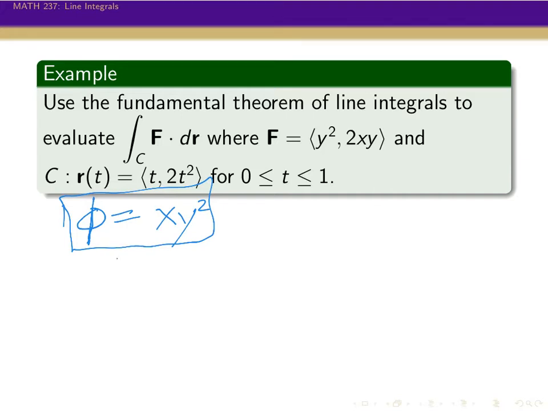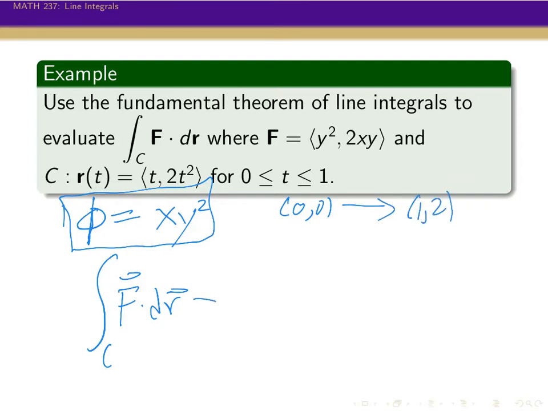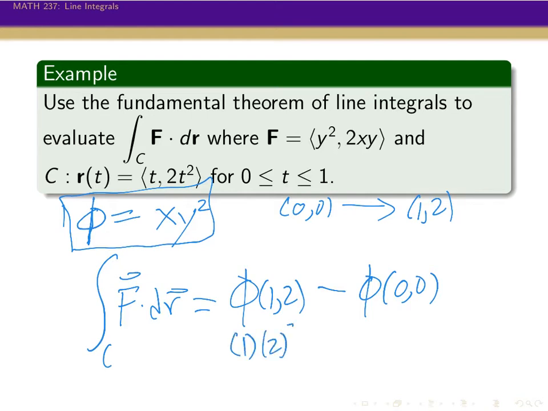And so then if we're integrating f dr from these two points, so remember our starting point is 0, 0, and we're going to the point 1, 2. Well, so then this is going to equal phi of 1, 2 minus phi of 0, 0. And so if I plug 1, 2 into there, I get 1 times 2 squared minus 0 times 0 squared, which gives me 2 squared, which equals 4. Same thing that we got from actually doing the two line integrals.